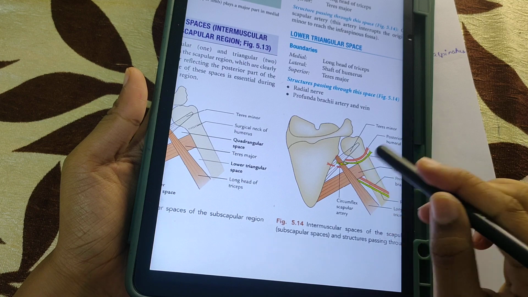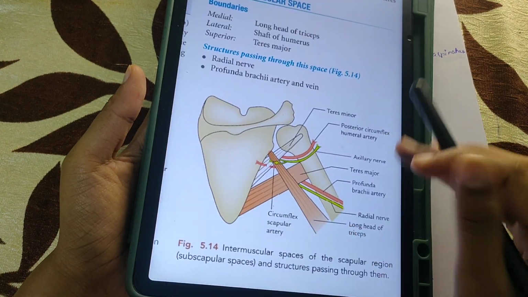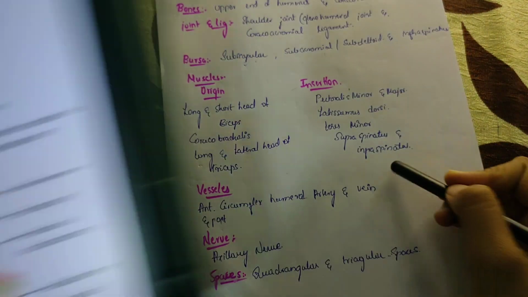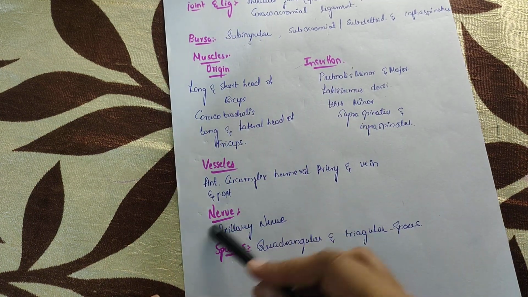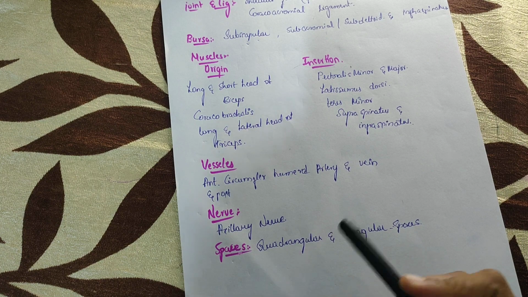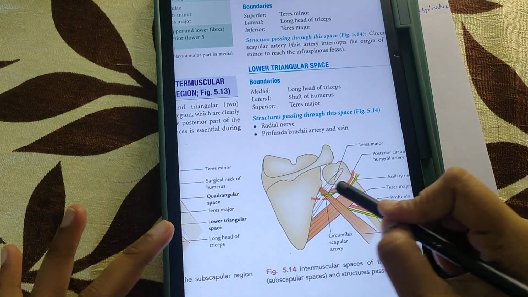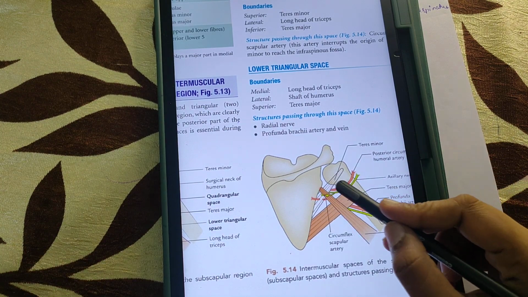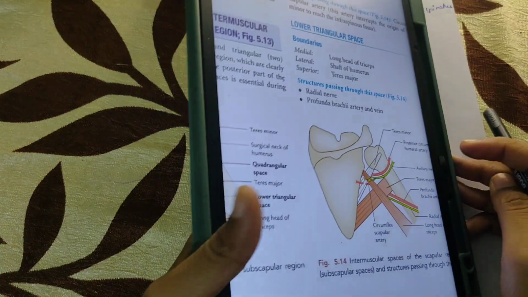The deltoid muscle will be like this. Anterior will be in front. Posterior circumflex humeral artery and vein. And the axillary nerve. Then the spaces will be the quadrangular space and triangular spaces. Spaces mean gaps where there is no muscle. This is the upper triangular space, this is the lower triangular space, and this is the quadrangular space. These are the structures under the cover of the deltoid muscle.